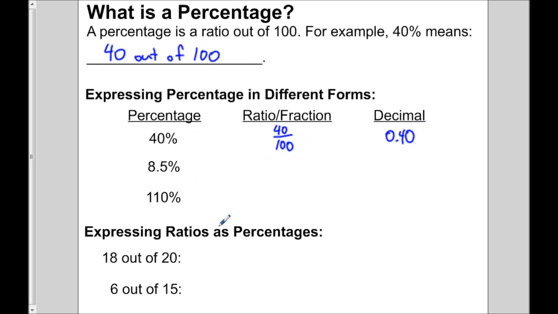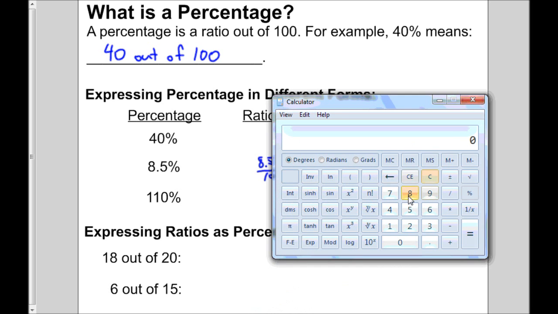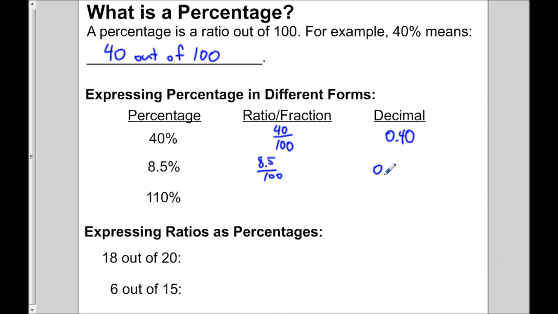Let's do 8.5. So 8.5% just means 8.5 out of 100. So I can write 8.5 out of 100. Now if I divide that, 8.5 out of 100, I get 0.085. Okay? So again, there's an 8 and a 5 around there.